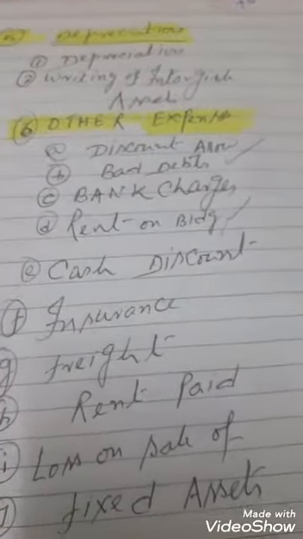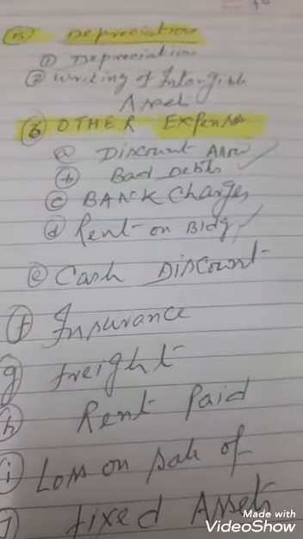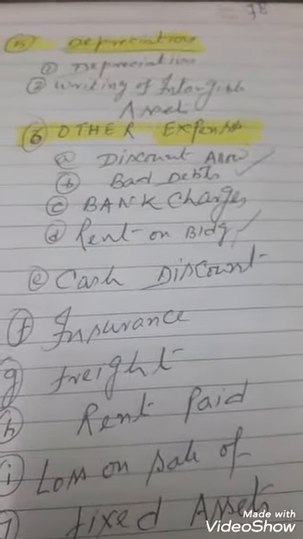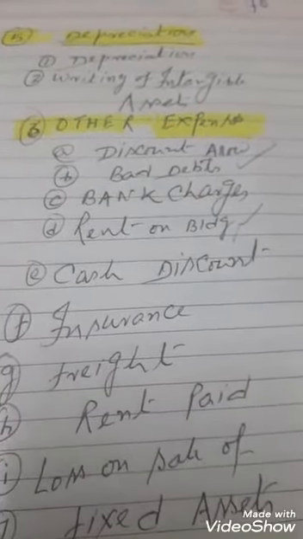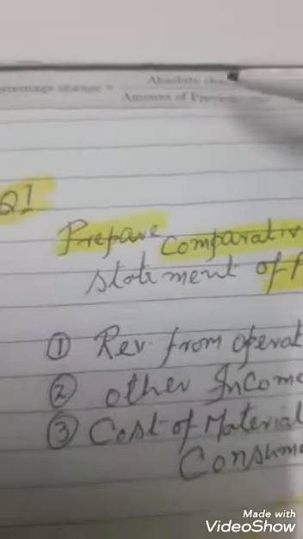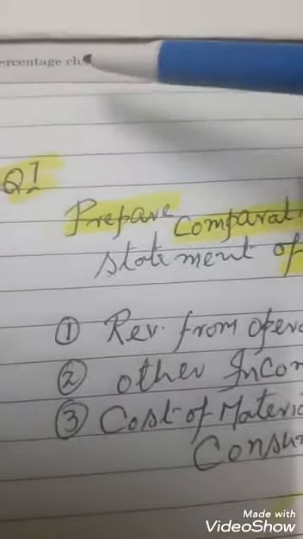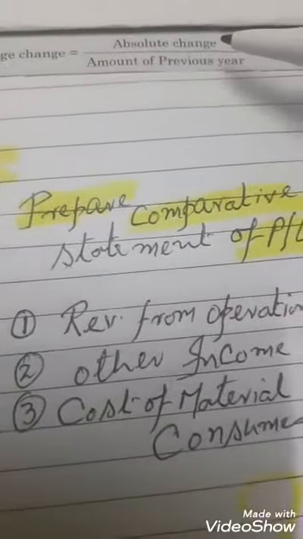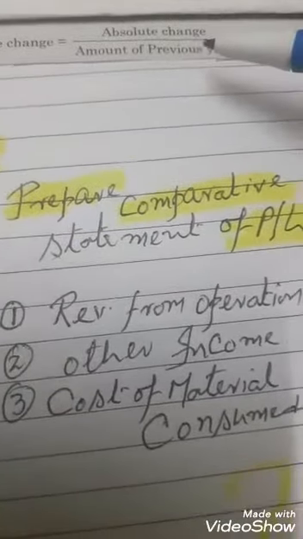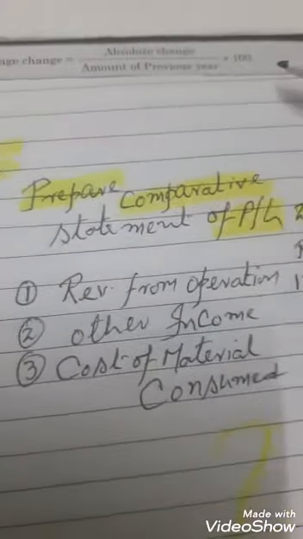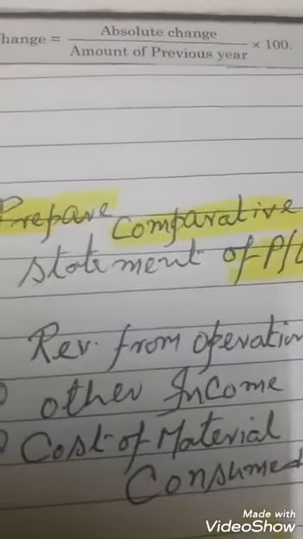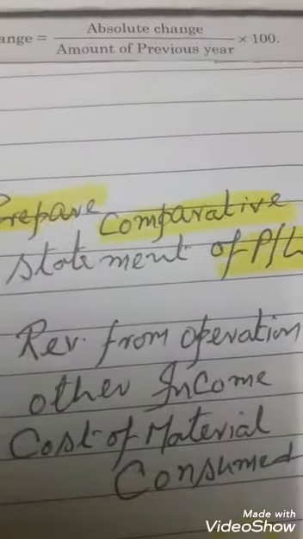So children, now I am coming to a question and you have to solve the question and send the answer quickly. Children, here we are coming with a formula. Percentage change equals absolute change upon amount of previous year into 100.